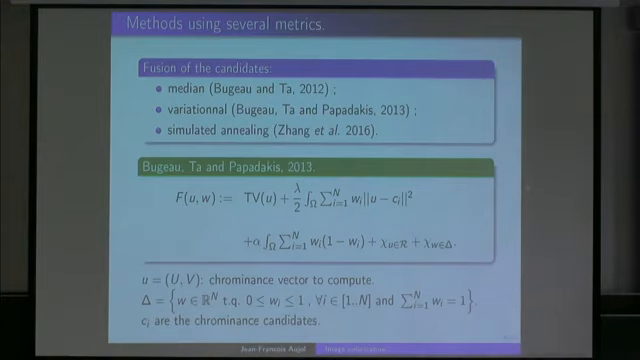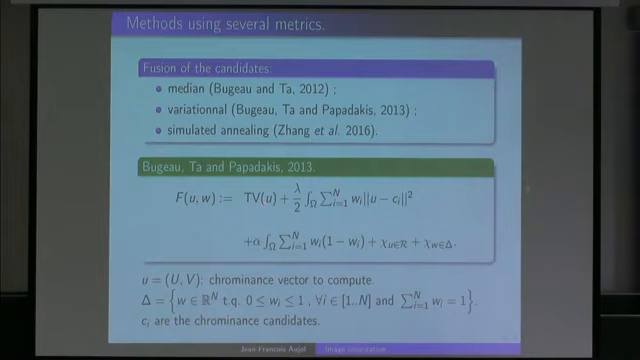So I'll just say a few words about the functional which was proposed by Bugeau and Papadakis. In this approach, u, small u, is meant to be the chrominance vector to compute, so capital U and capital V. And W are meant to be weights to choose which color you will assign to u at some location. So maybe I'll rephrase it. The functional is composed of a regularization term here. You want to minimize the total variation of u. You could use any regularization you want. It's just that this one works quite okay.